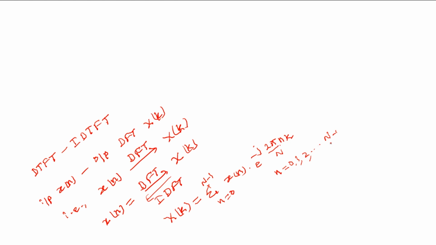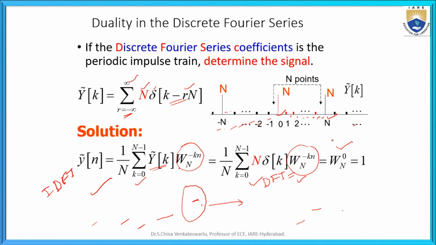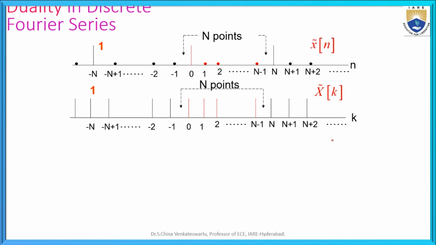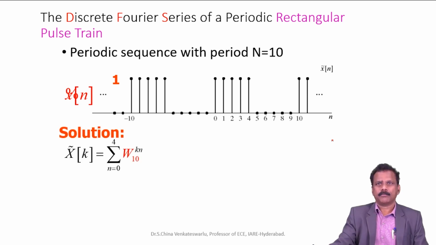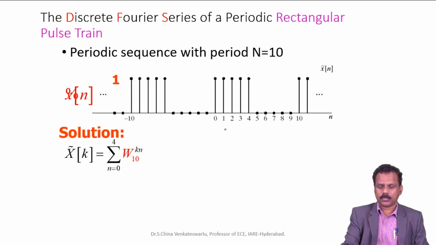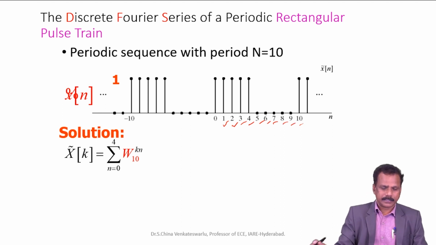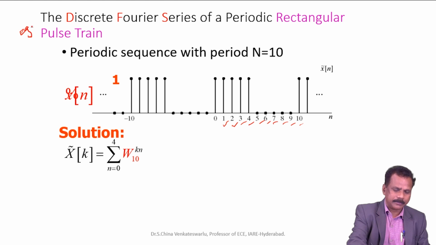Okay, so like this, try to verify after dualities. Now after using this discrete Fourier series of the periodic rectangle pulse train, so it is a periodic sequence with period N equal to 10, with samples 0, 0, 0, 1, 2, 3, 4, 5, 6, 7, 8, 9, 10. Okay, it is given. This is the example. One more example.